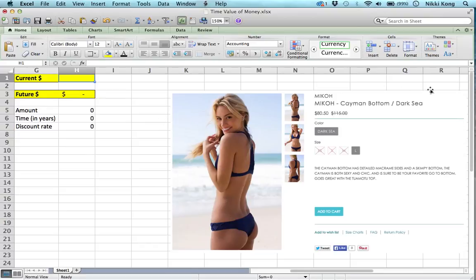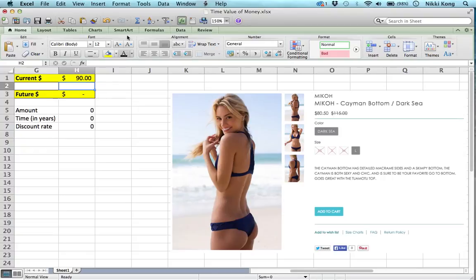So I was looking at the swimsuit online, and you can see that it costs $80.50. So let's say that right now I have $90 of my own. I told my dad about the swimsuit, and he said, okay, if you wait a year to buy the swimsuit and you still want it, I'll give you $100. So, what we want to do today is see if $90 now is more valuable than $100 in the future.